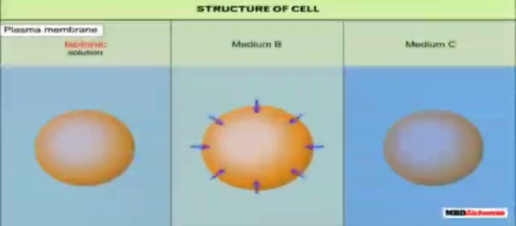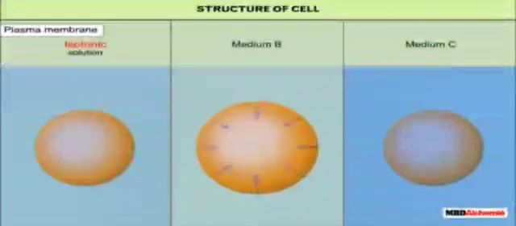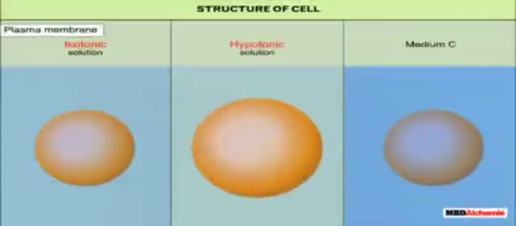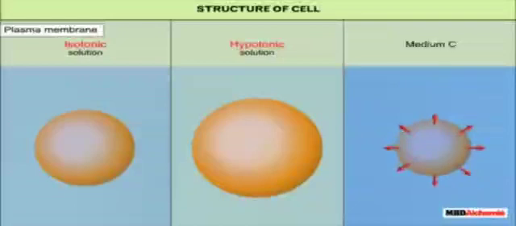If the medium is very dilute, that is, it has a higher water concentration than the cell, the cell will gain water by osmosis. Such a solution is called hypotonic solution. Similarly, if the medium is very concentrated, that is, it has a lower water concentration than the cell, the cell will lose water by osmosis. Such a solution is called hypertonic solution.